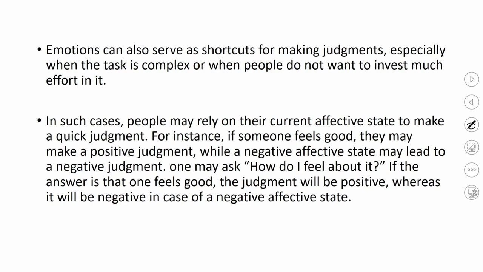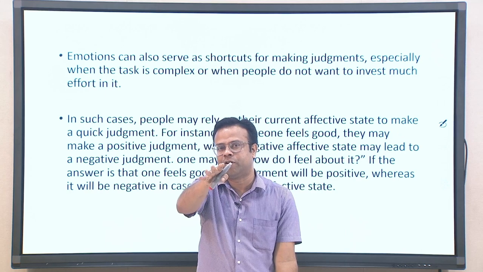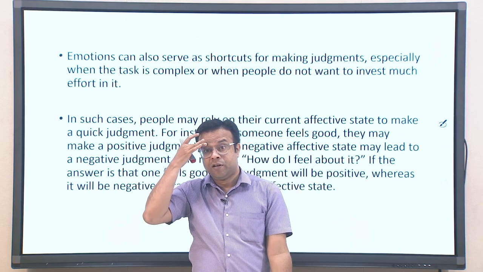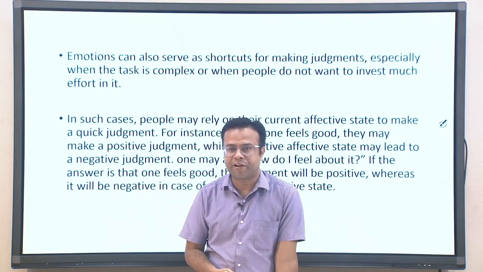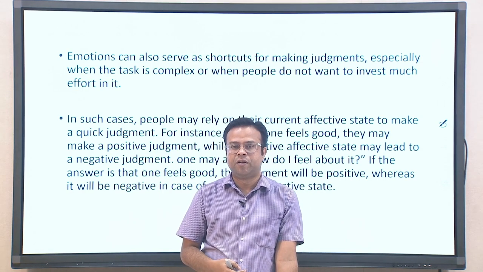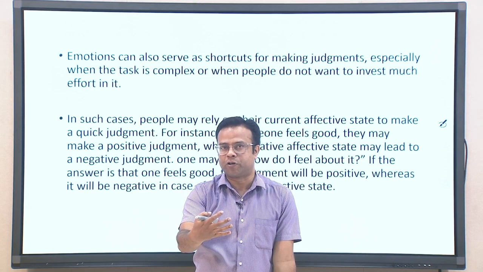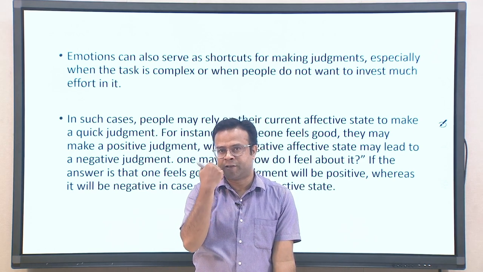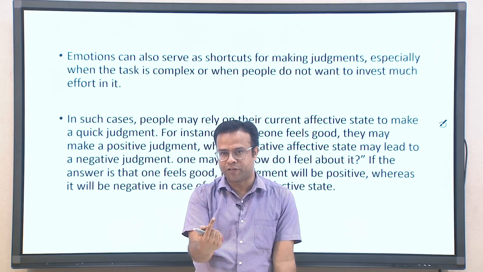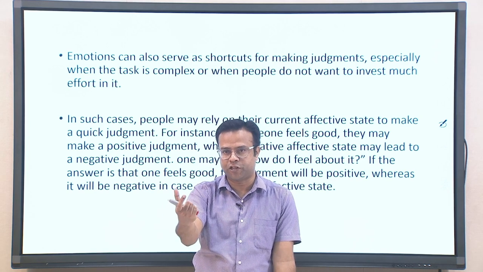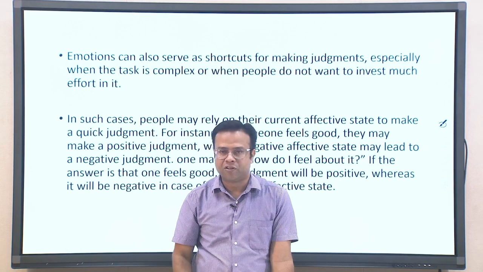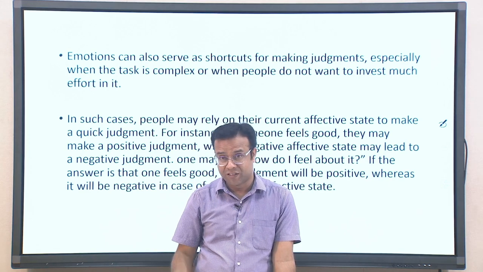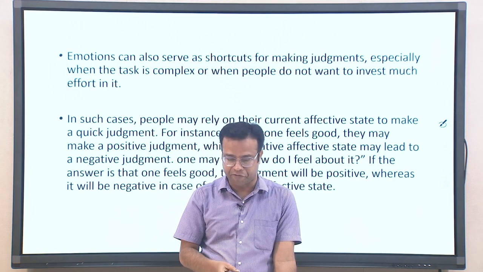So, people take quick judgments based on emotion, whatever information emotion gives them, they will use that and take decisions. For example, if someone feels good, they may make a positive judgment, while a negative affective state may lead to a negative judgment. People generally ask, how do I feel about it? If they feel good about the situation, they think this is a positive situation. If they feel bad about it, they judge the situation as negative. So, it could be as simple as this. This is how people actually take decisions in their real life.